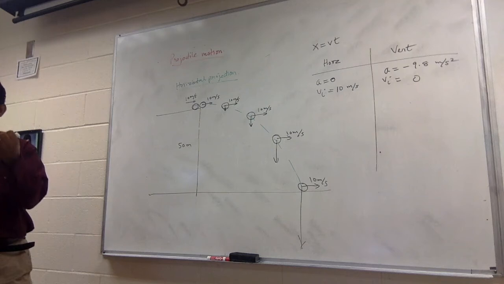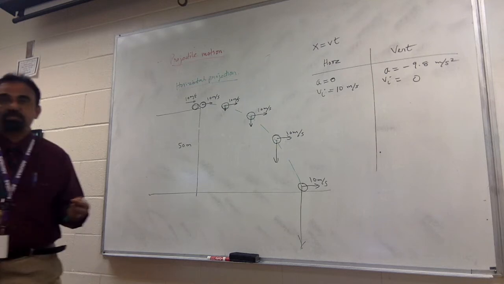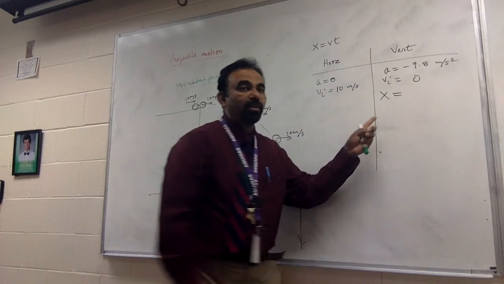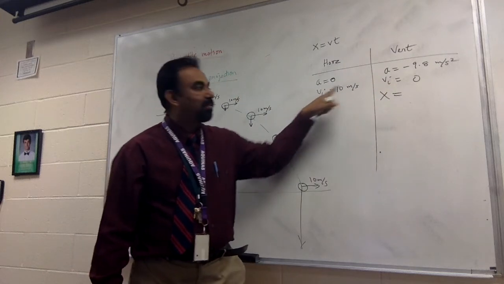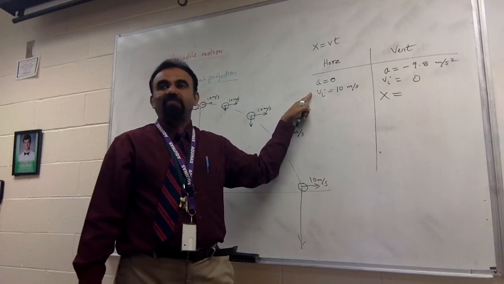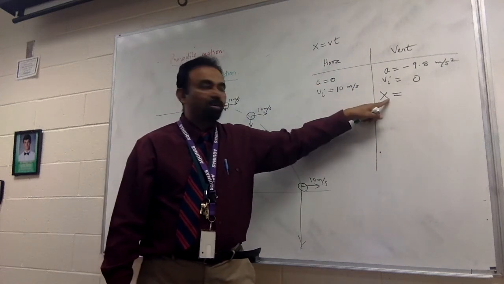You don't know the time. Time is what I'm asking to find out. Final velocity, I don't know. Vertically? Displacement? Yeah, we know the displacement, right? What is the vertical displacement? See, although we're using the same symbols, I'm calling it vertical initial velocity, horizontal initial velocity, because I'm putting it in the right columns. So what is the displacement?